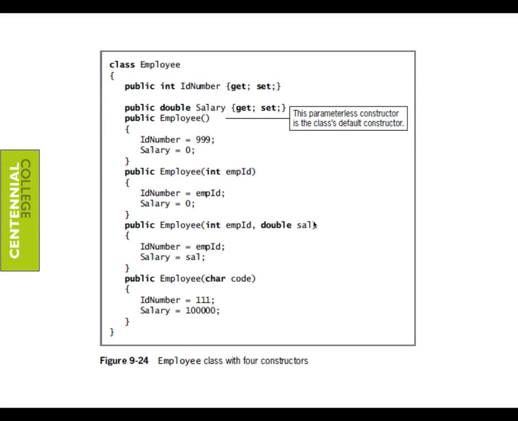So here are some examples of 3 constructors for this Employee class, right? This is interesting. I have one that has just the employee ID. I have another one that has the employee ID and the salary. I also have another one that has some kind of code that I'm passing in, whatever that code is. That's not being used, by the way. Here, I am using my employee ID as my ID number and my sal as my salary. I'm assigning them.